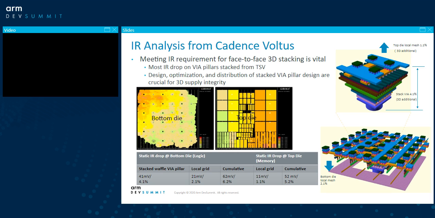So the initial IR drop result also proves our expectation. As shown here, you can see 4.1% drop introduced from this via pillar from the backside TSV to die interface. And essentially, the local grid accounts for 2.1% only. So overall, the cumulative is around 6%. So about 2/3 of IR drop is contributed from this stacked via.